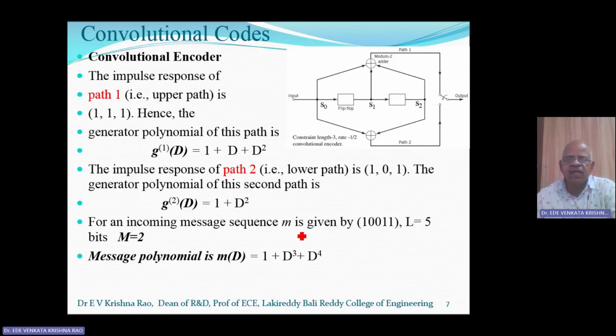Now let us take an example of a 5-bit message, L equal to 5 bits. The message polynomial is M of D, 1 plus D square plus D cube plus D power 4, where the D and D square terms are zeros. So this is 1 plus D cube plus D power 4. This is the message polynomial.